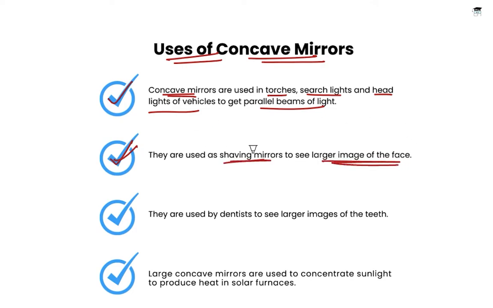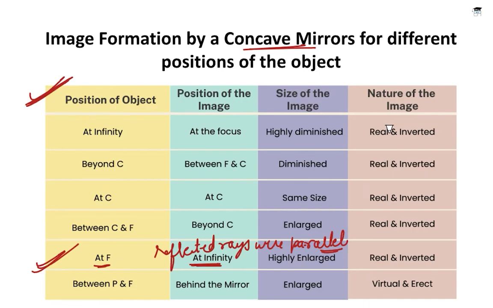Now the second one is their use in shaving mirrors to see a larger image of the face. When a person needs to shave, they need to see a larger image of the face. So that can be done with the help of concave mirrors. Now look here. In these three cases, we are getting an enlarged image. So which of these three cases can we use? We can't use this case, we can't use this case because the image will be inverted. When the person tries to look at himself, the image will be inverted. It will be difficult to shave with an inverted image. So this case will be used because the image will be erect and enlarged. So the person will be able to shave comfortably.